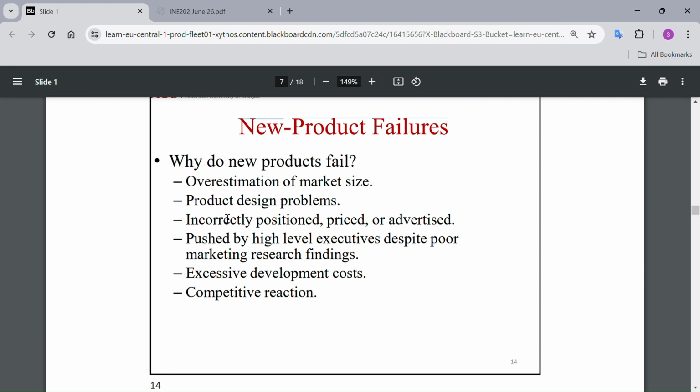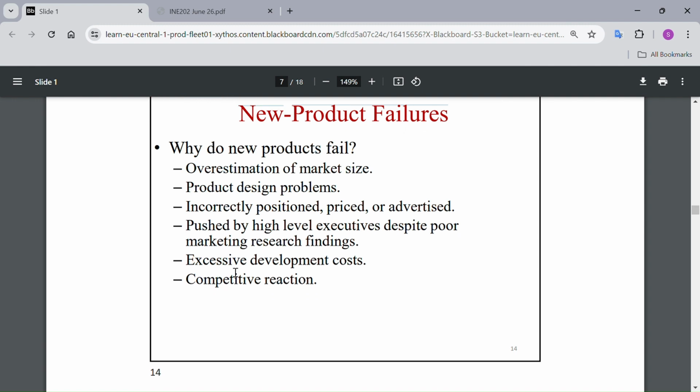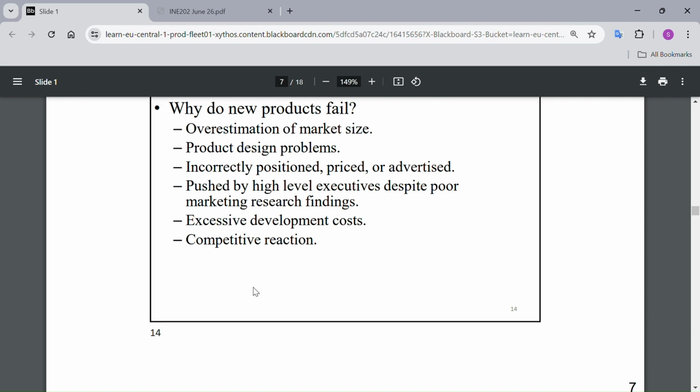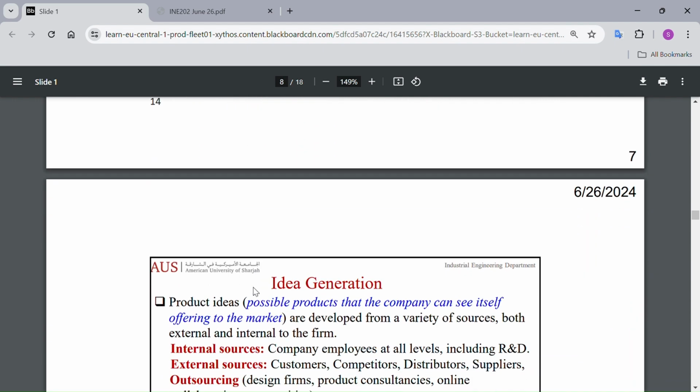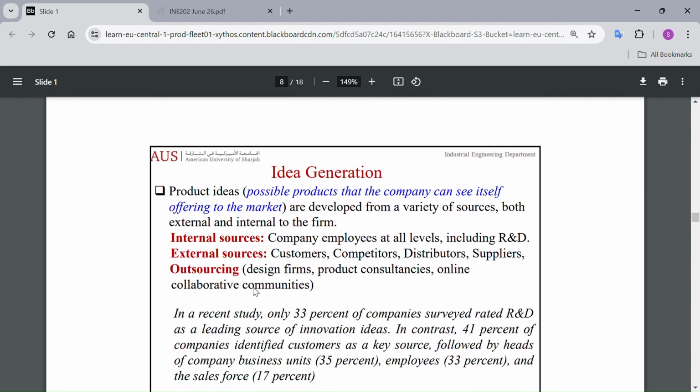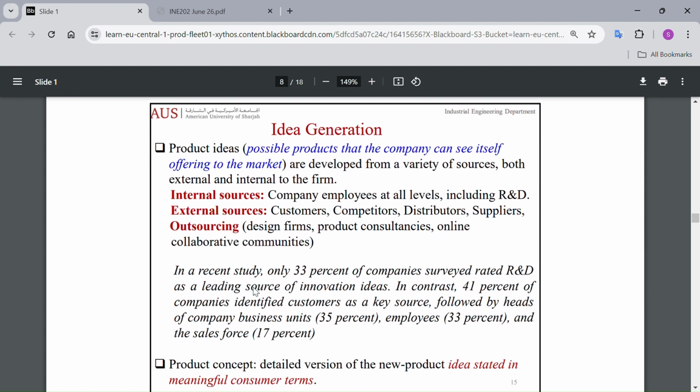And excessive development costs. So this product costs a lot, and maybe the profits are not gonna make up for our costs. And also the competitive reaction. Maybe competitors started to copy us, or maybe not copy us. Let's say that competitors have better products overall, which takes from our sales.